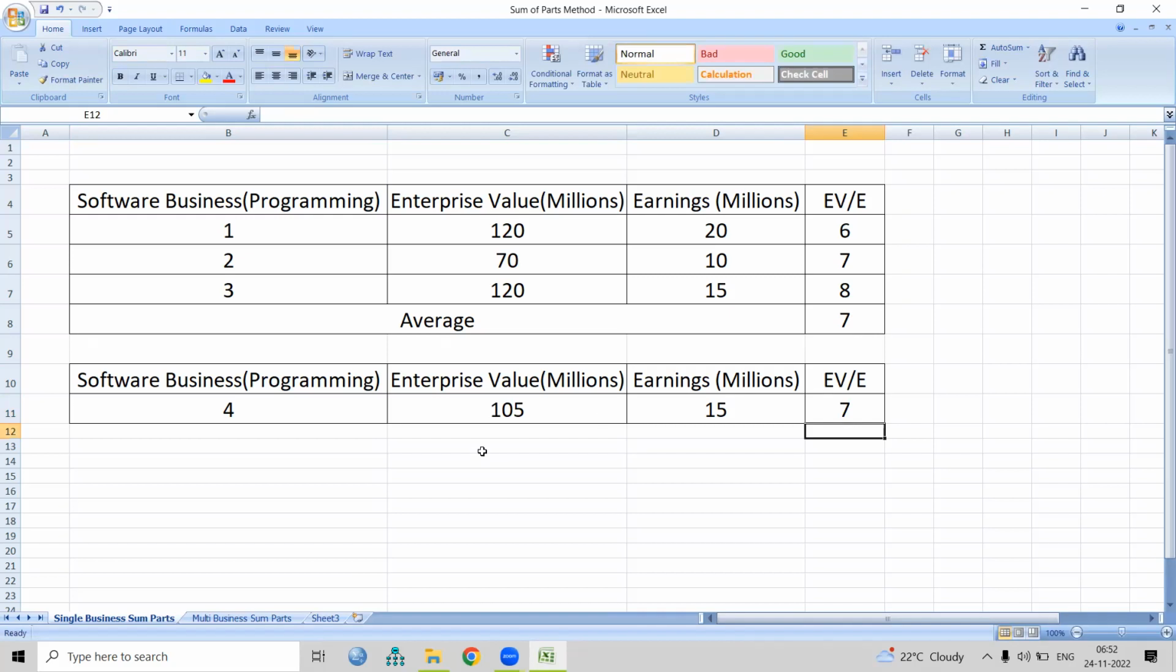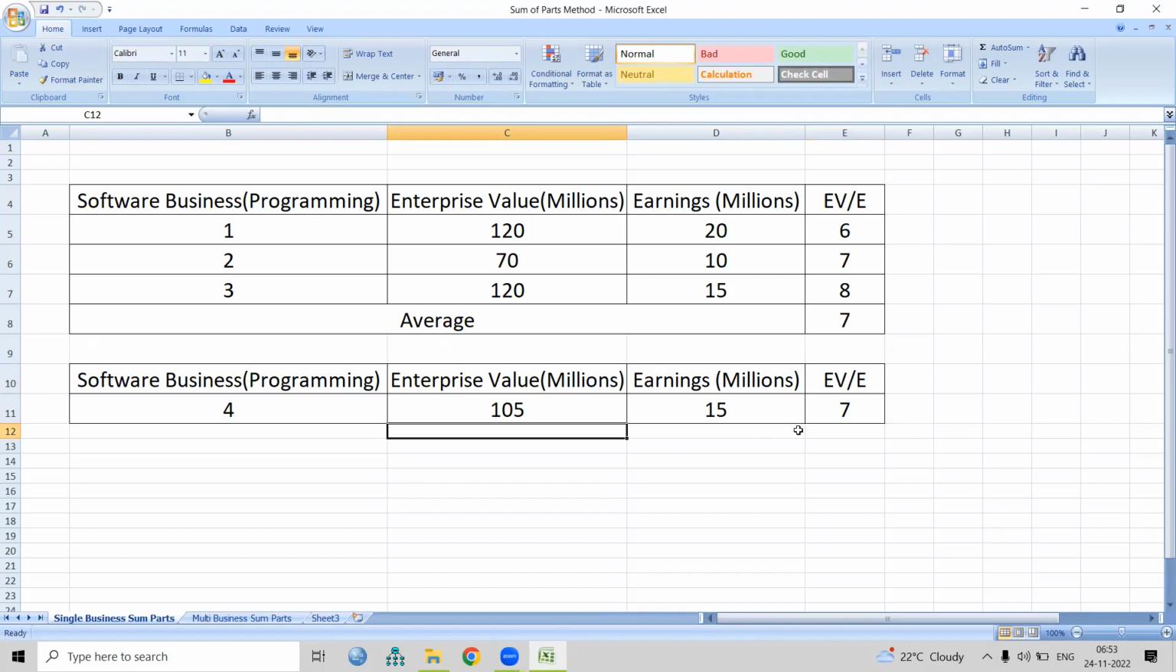Now, how do you find out the enterprise value here? That is 7 times of the earnings is the enterprise value. So we take this approach now. 7 multiplied by 15, that is 11 multiplied by 11. That would be the enterprise value. So the enterprise value in this case is 105 million. That is the fourth software business division's enterprise value.